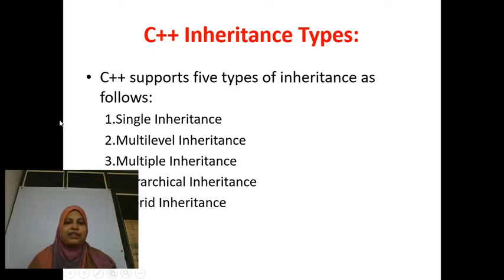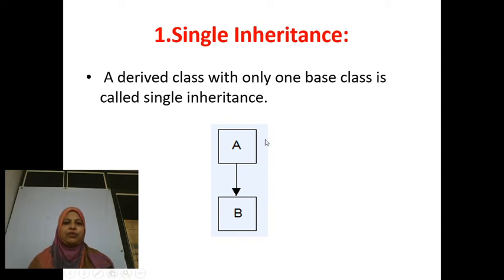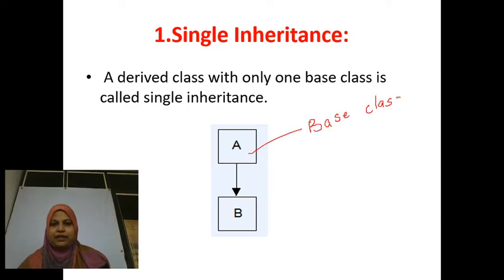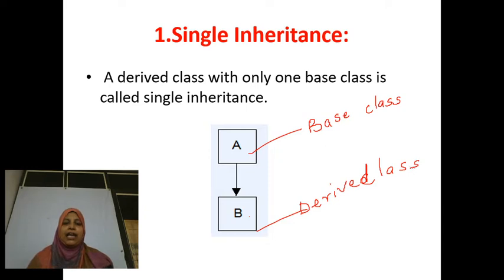Next, let's go to single inheritance. In single inheritance we have only one base class and one derived class. Here in this case, which one is the base class? A is the base class, right? This A is the base class. This B is the derived class. B is going to inherit all the properties of A.